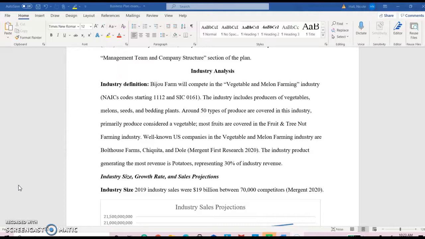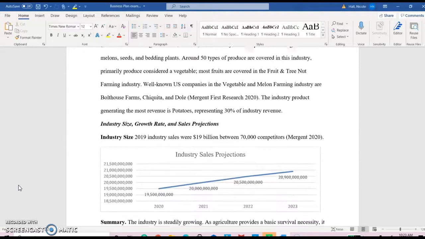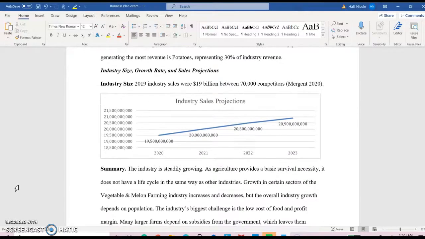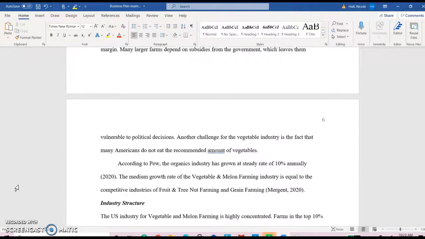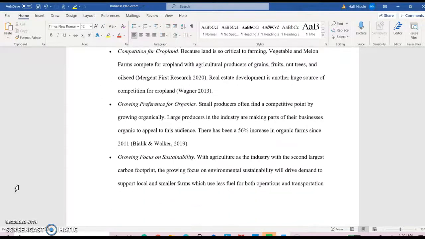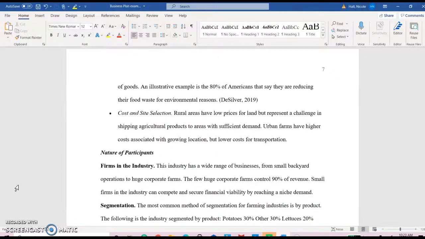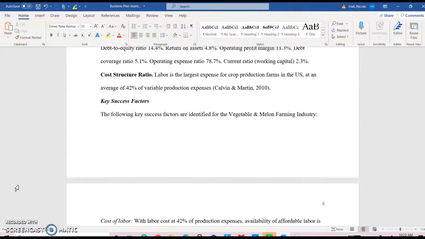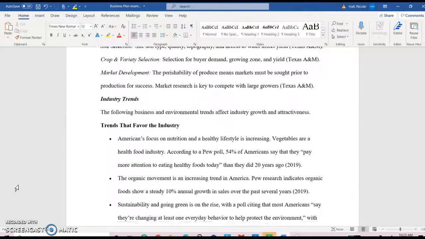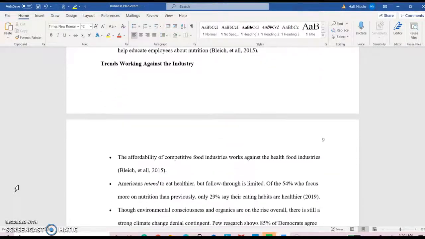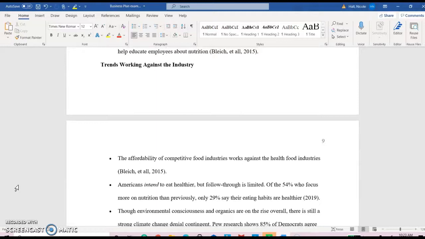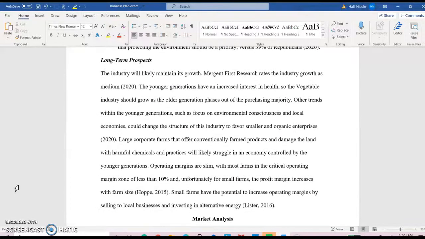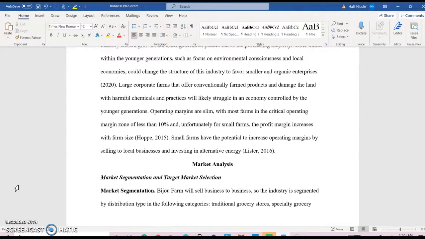All right. So in this section, you should define the industry. You should be including the industry size, growth rate, and sales projections, industry structure, the firms in the industry, the ratios, the industry trends, and any trends that are working against the industry, and then finally the long-term prospects.